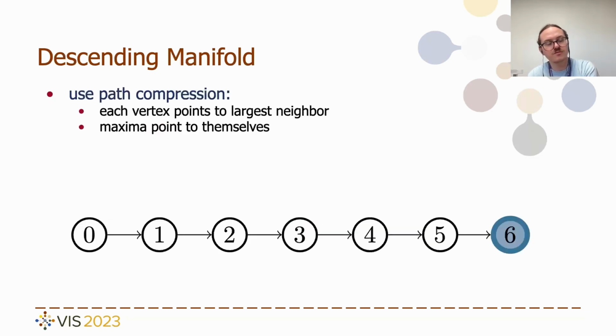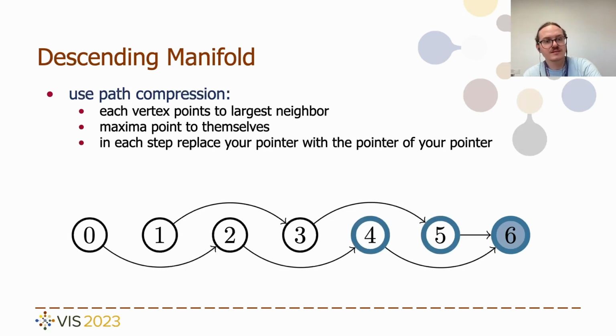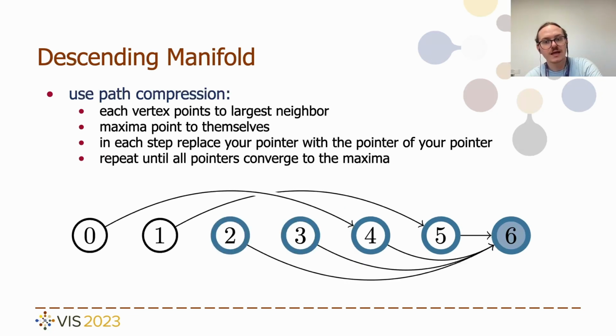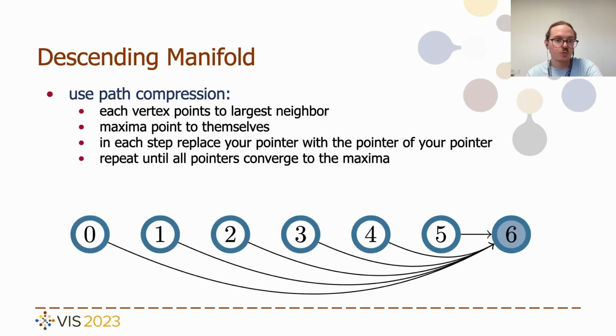First, for the descending manifold, we use path compression, where initially each vertex points to the largest neighbor and the maxima point to themselves. Then, iteratively, in each step, we replace the pointer of a vertex with the pointer of the pointer, and we repeat until all pointers converge to the maximum. In the worst case, this may need as many iterations as the longest path, but in practice and through parallelization, it effectively doubles the path length in each step and needs few iterations.